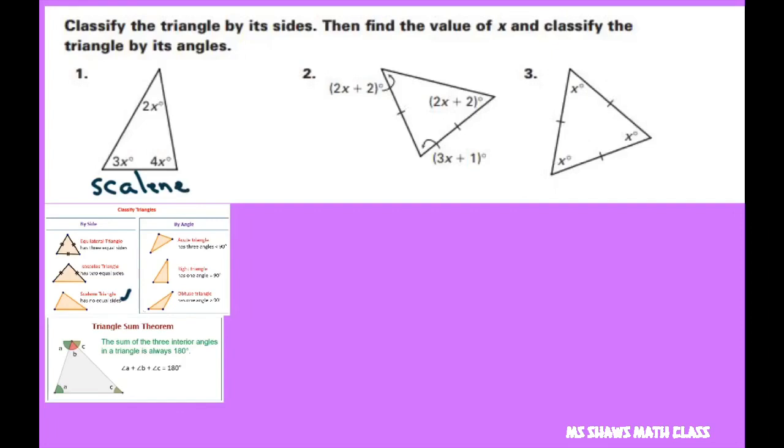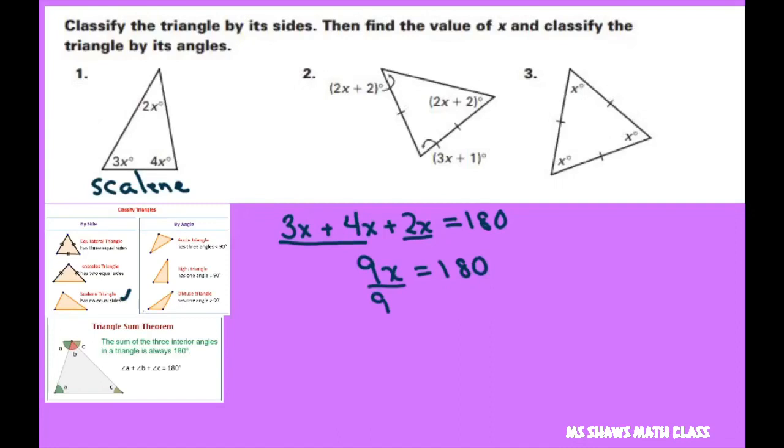And now we're going to find the value of x, and we're using the Triangle Sum Theorem, where the sum of all three angles equals 180 degrees. So we're going to just set this to 180. I'm not going to put the degrees yet. So we have 3x plus 4x plus 2x equals 180. So this is 7 plus 2 more is 9x equals 180. Divide both sides by 9, and you get x equals 20.